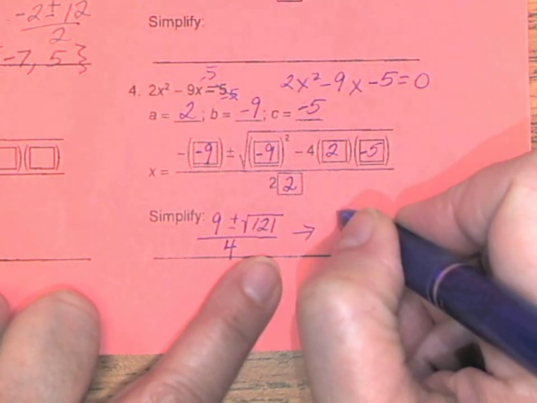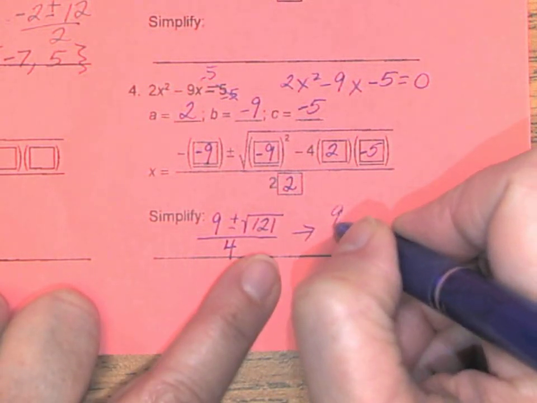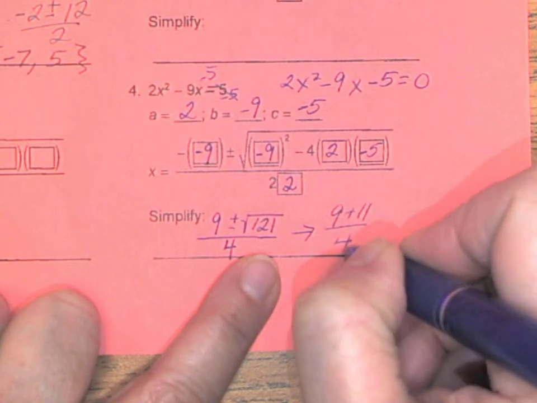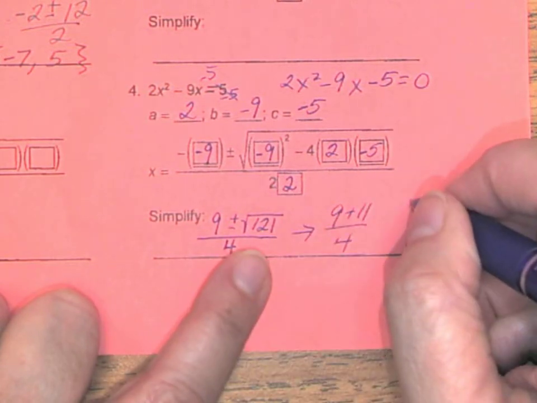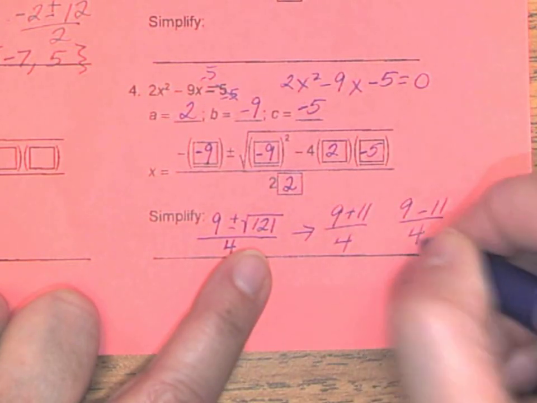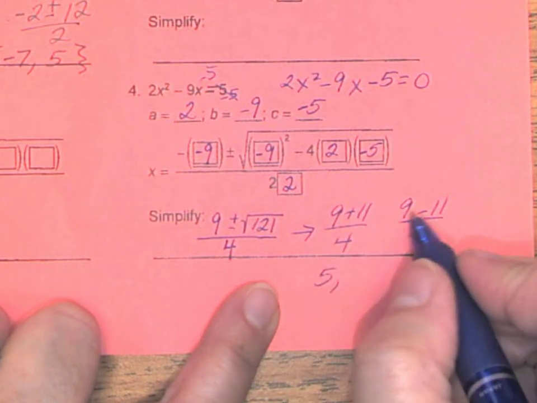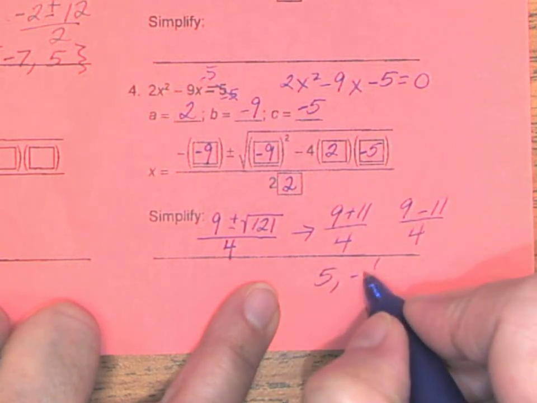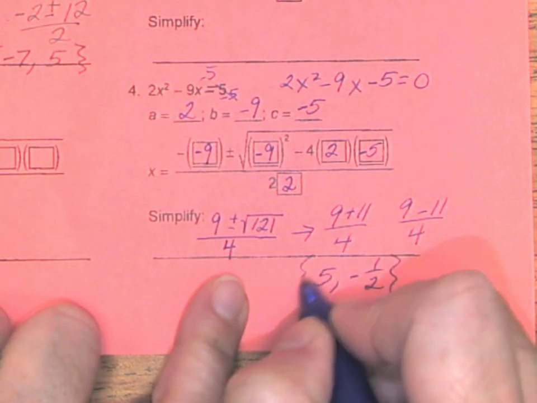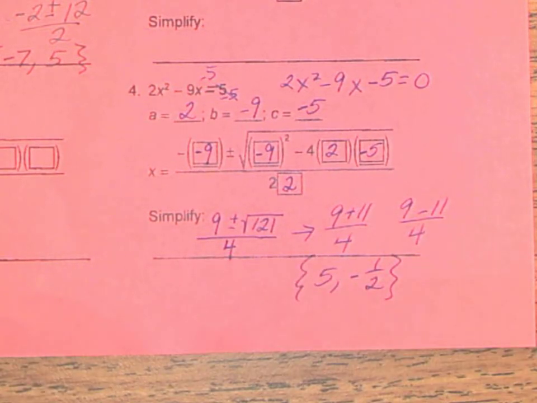So then I get 9 plus 11 over 4, because the square root of 121 is 11, or 9 minus 11 over 4. That gives me 5 and negative 1/2. Those are my roots. So that's how we substitute and solve using the quadratic formula.